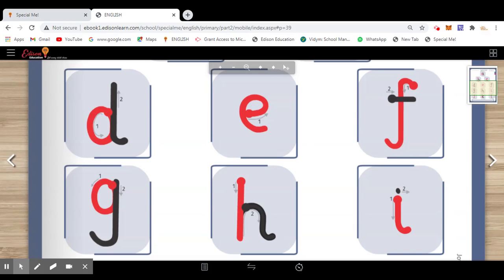And what is the phonic sound of letter D? D. D is a phonic sound of letter D. So let's listen to its phonic song. D, D, D.